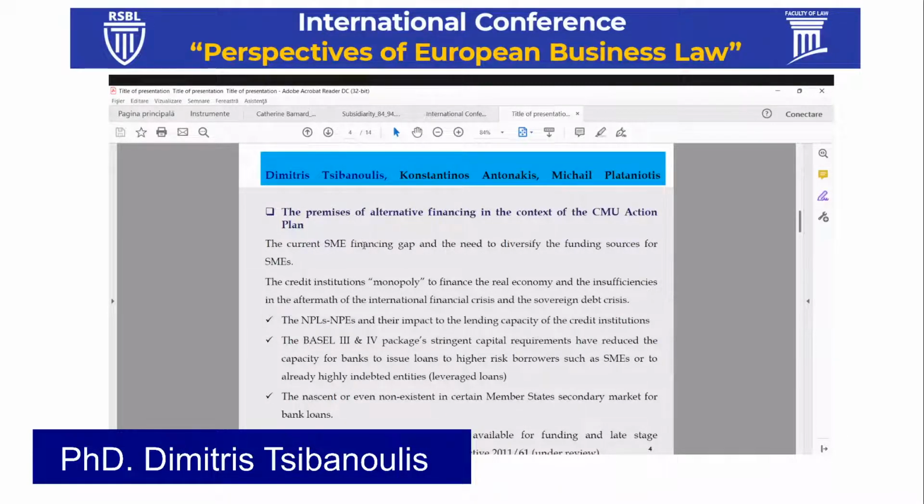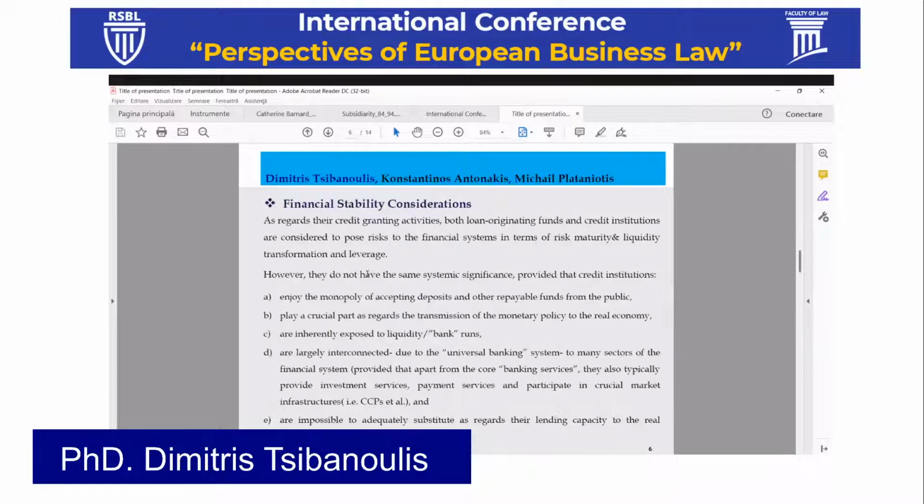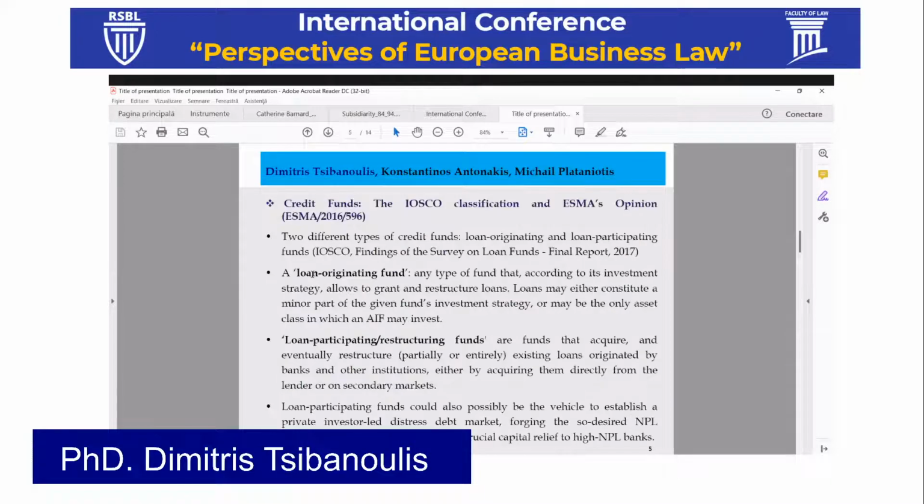So we have established that there is a certain funding gap and that the traditional lenders have inadequate lending firepower. In this vein, private credit funds started to step in. According to IOSCO, there are two main different types of such credit funds. The so-called loan originating funds, which are funds that typically are allowed to grant loans, and the loan participating and restructuring funds, which are funds that typically acquire existing loans originated by other financial institutions. They both pose some certain financial stability considerations.